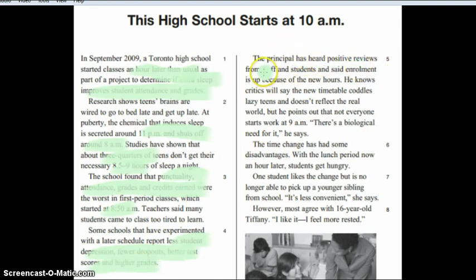The principal has heard positive reviews from staff and students and said enrollment is up because of the new hours. He knows critics will say the new timetable coddles lazy teens and doesn't reflect the real world. But he points out that not everyone starts work at 9 a.m. There's a biological need for it, he says. So really, I kind of got lots of information there. Of course, I'd finished reading the article, but I've got the gist of it here.